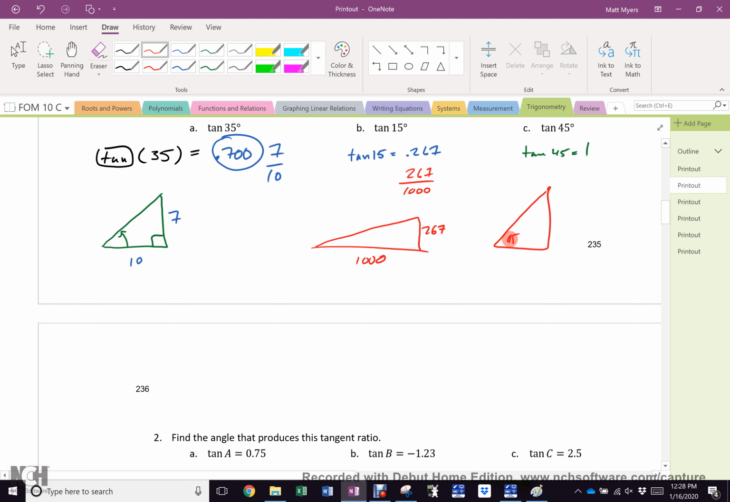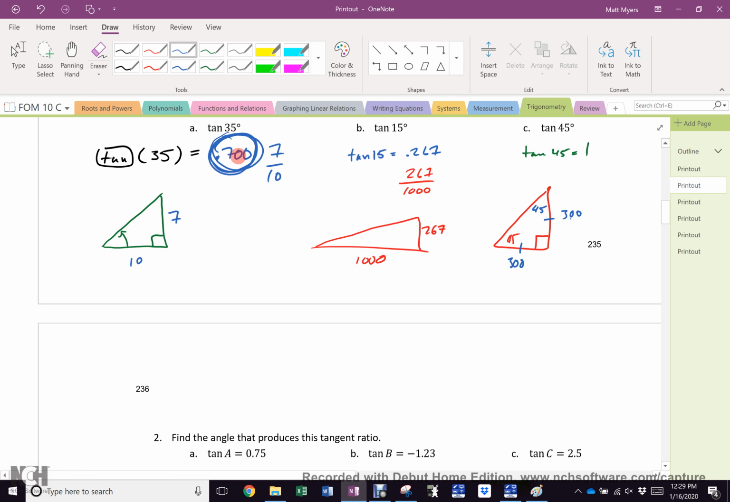If that's 45 and this is 90, what does this have to be? 45, because triangles have to add up to 180, don't they? If this is 45 and this is 45, doesn't that mean these two sides are the same? Okay, so if this side was 300, what would this side be? 300. And what's 300 divided by 300? 1. Everybody cool? That's why a 45 has a tangent of 1. Is everybody good? So we can all use our calculator to get the decimal.